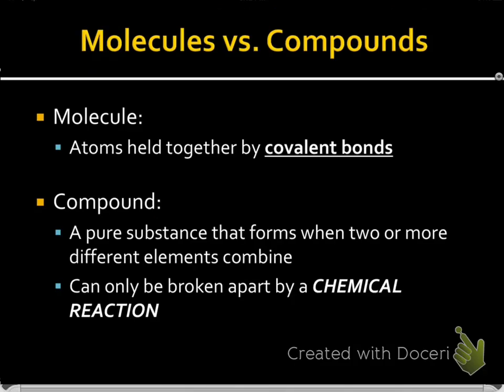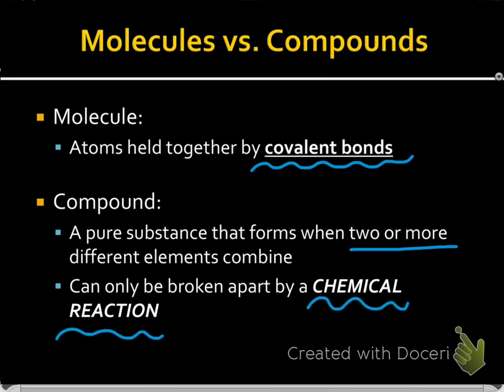Alright, so molecules versus compounds. So molecules are atoms held together by covalent bonds, which is what we've already talked about. Compounds, on the other hand, are 2 or more different elements, and they can only be broken apart by a chemical reaction. Okay, so things like an ice cube melting is a physical reaction, but a chemical reaction is something that's going to require heat or another form of energy added to break apart these bonds.